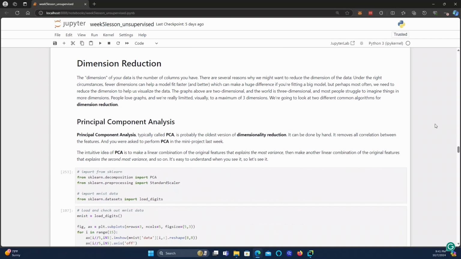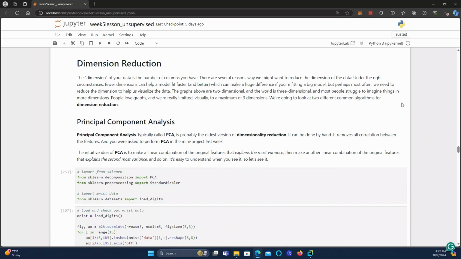The last thing we're going to talk about in unsupervised learning is dimension reduction. So the dimension of your data is the number of columns you have. Technically, it's the number of linearly independent columns you have, but for the most part, your columns are going to be linearly independent, so it's usually just the number of columns you have, okay? And there are several reasons why we might want to reduce the dimension of the data. Under the right circumstances, fewer dimensions can help a model fit faster and better, and it can make a huge difference if you're fitting a really big model. Say you've got 1,000 columns, you can imagine that if you only needed to use half of those columns, your model would fit an awful lot faster.